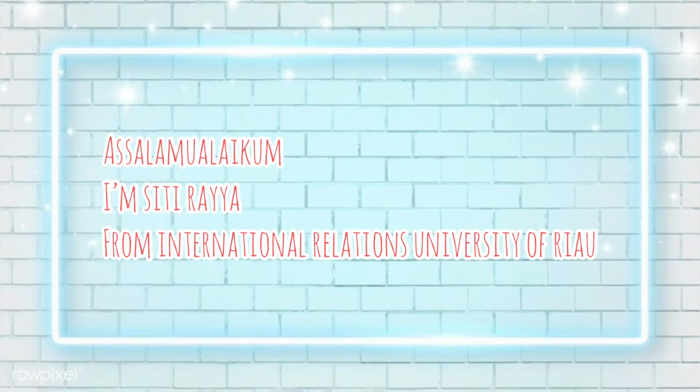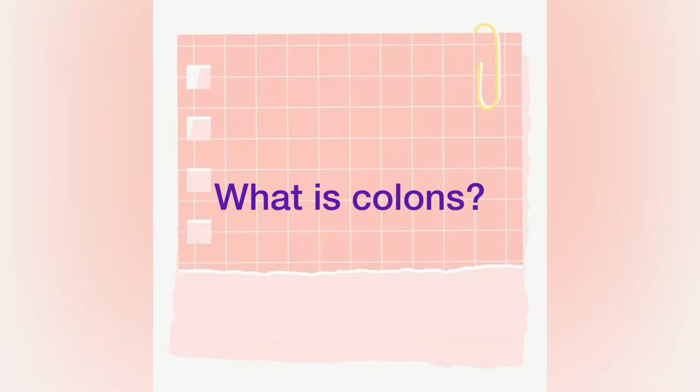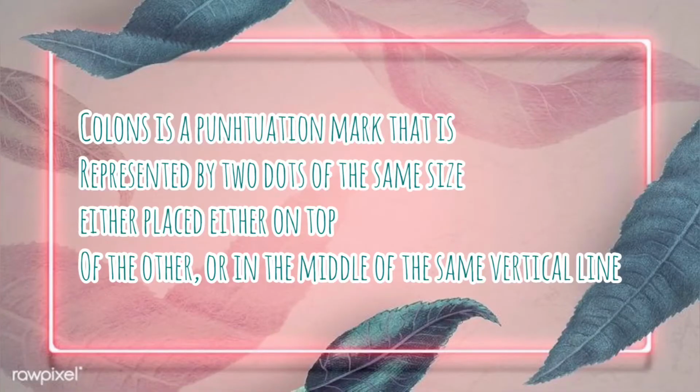In this video, I want to explain about colons. What is a colon? A colon is a punctuation mark that is represented by two dots of the same size, placed one on top of the other in the middle of the same vertical line.